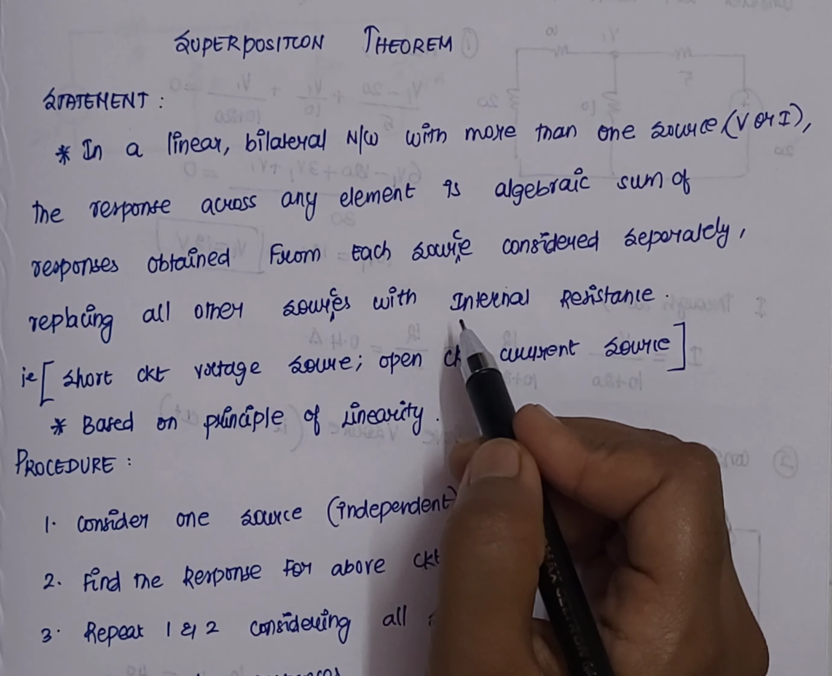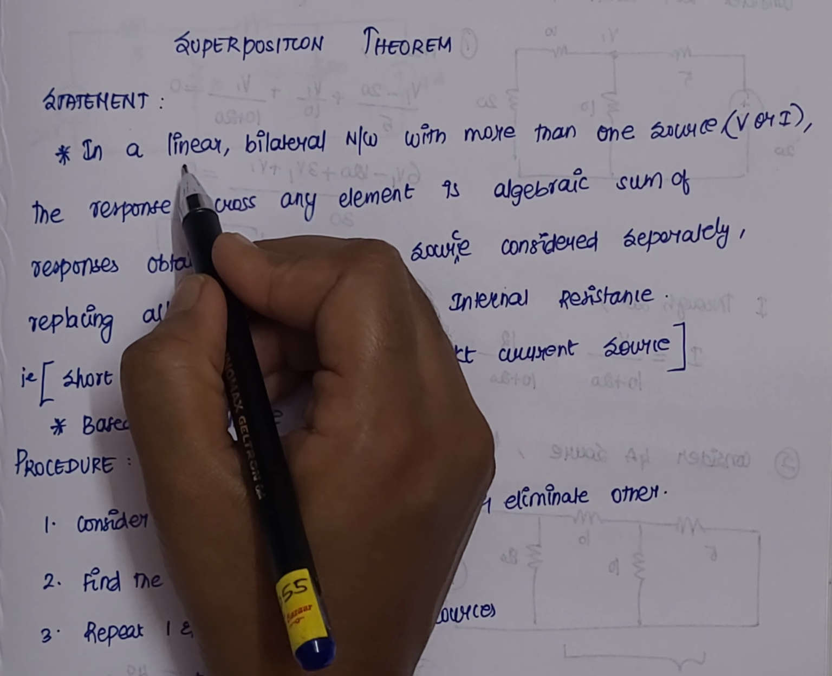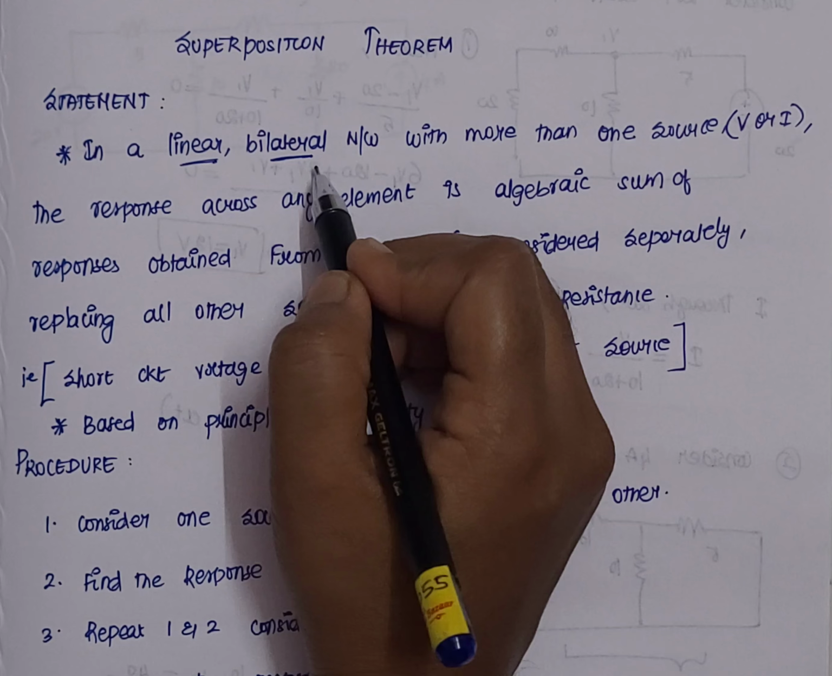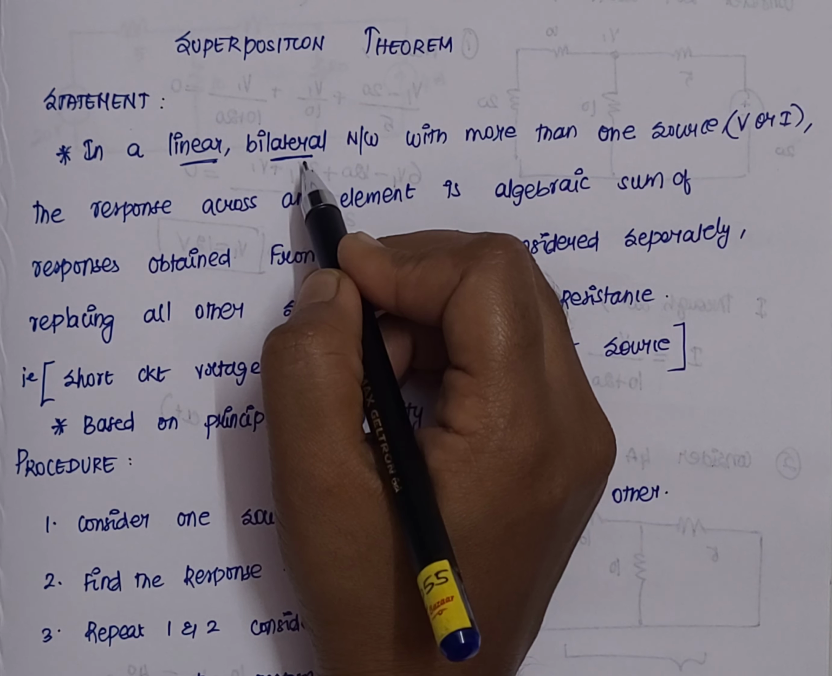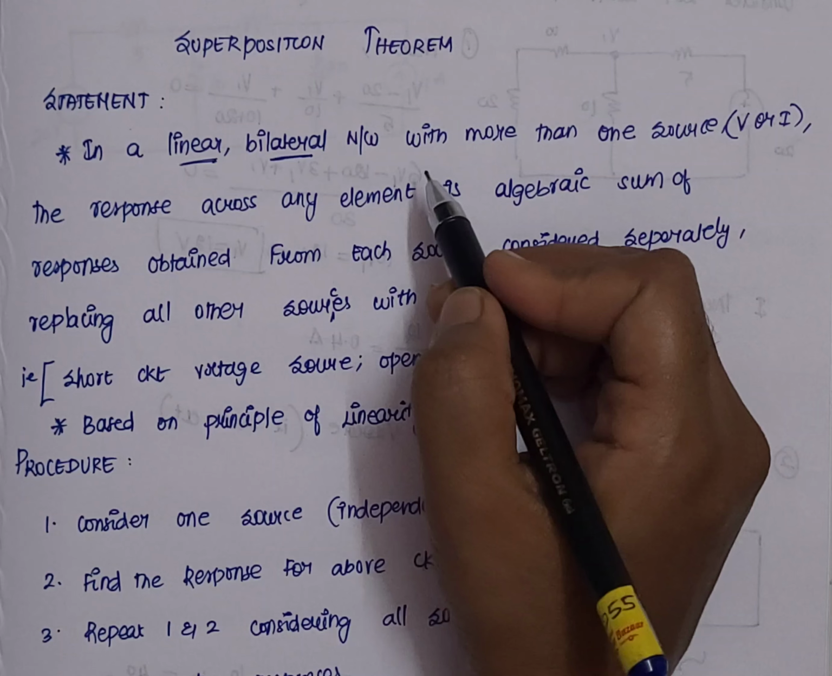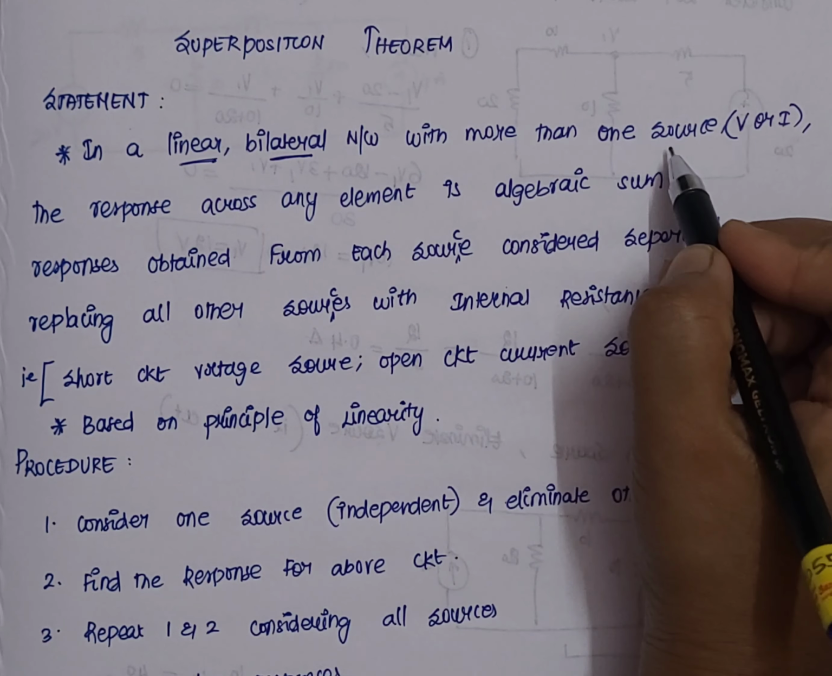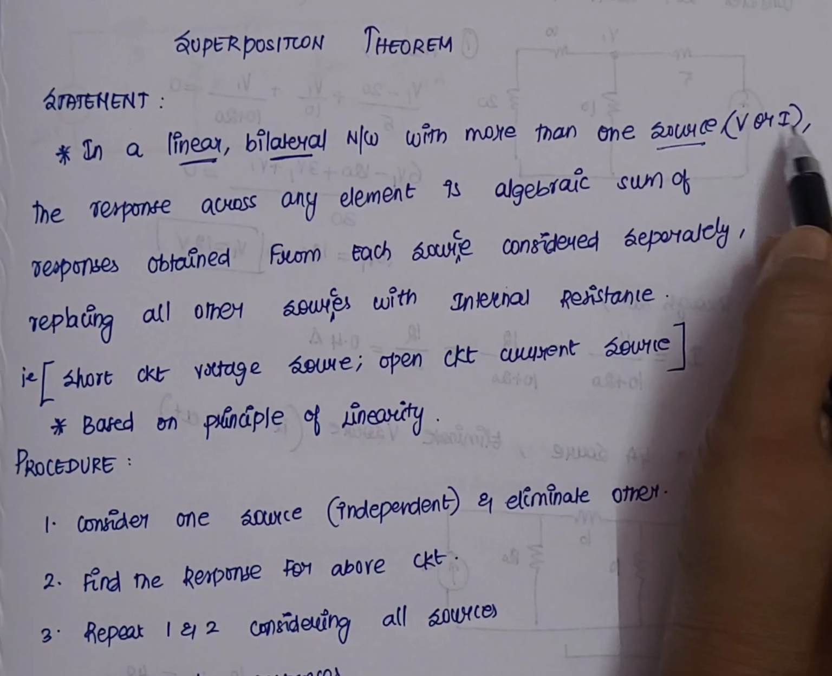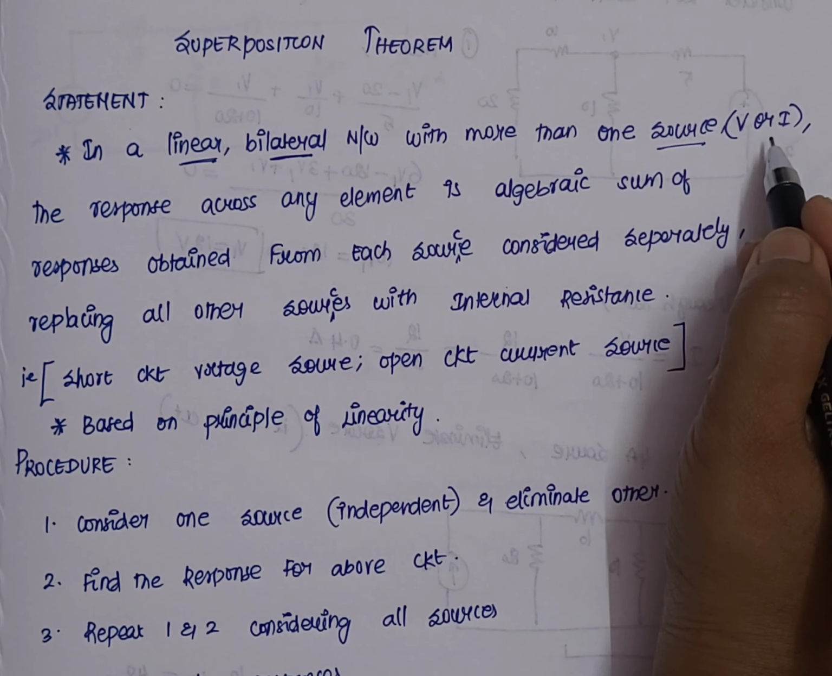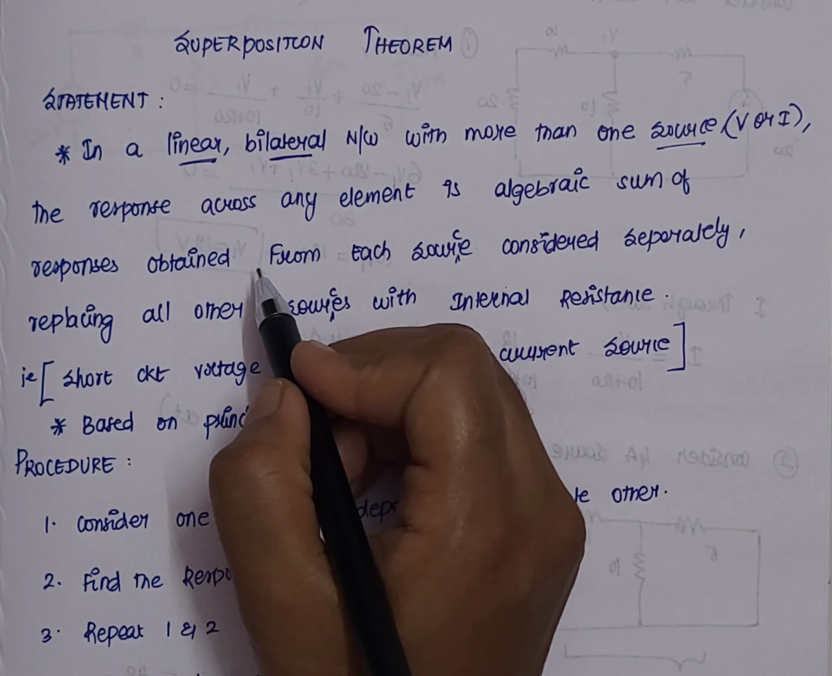The explanation about the statement is, this particular theorem is applicable for linear networks only, and it should be bilateral networks. We have seen what is linear and what is bilateral in our basics session itself. This theorem is applicable only when we have more than one source, either voltage or current. Any of the sources, but it should be multiple supply. So the response across any element is the algebraic sum of the responses.